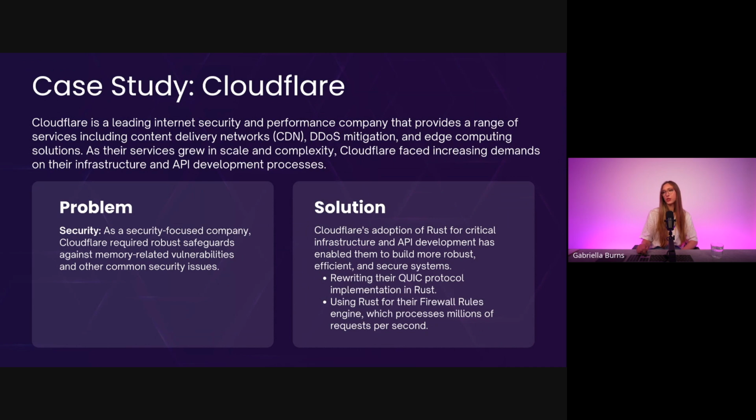And security is one of the problems they faced. As a security-focused company, Cloudflare required robust safeguards against memory-related vulnerabilities and other common security issues. So their solution here, you guessed it, includes the adoption of Rust for critical infrastructure and API development. So that's enabled them to build more robust, efficient, and secure systems.